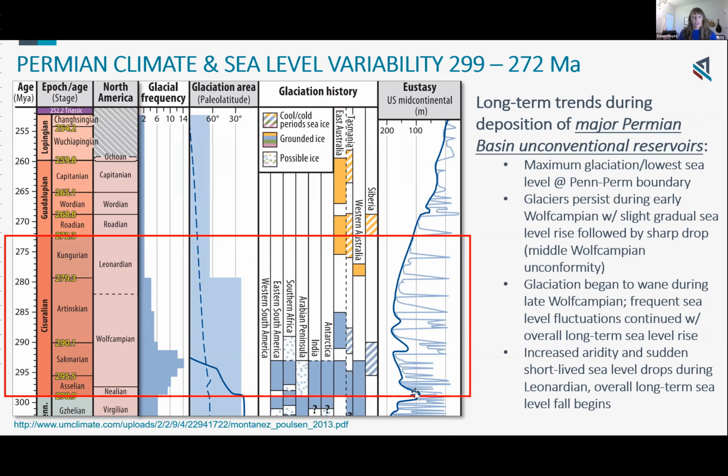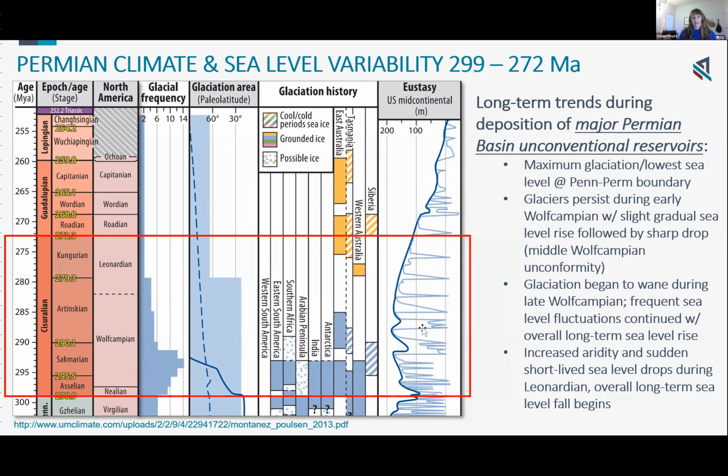Down here at the Pennsylvanian and Permian boundary, at the very beginning of this period, we have a maximum glaciation, very low sea level. Throughout the Wolfcampian and deposition of what operators call the Wolfcamp, we have a gradual sea level rise with a lot of small fluctuations, followed by right here, a big drop in sea level that's recorded in the stratigraphy as the middle Wolfcamp unconformity. So we've got a little erosive contact there.